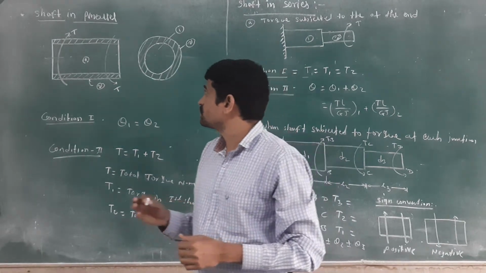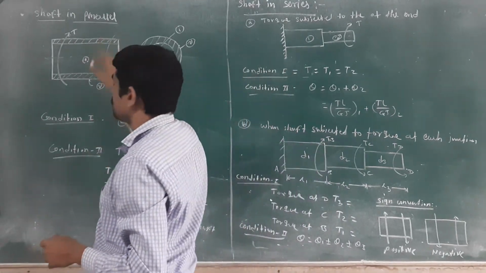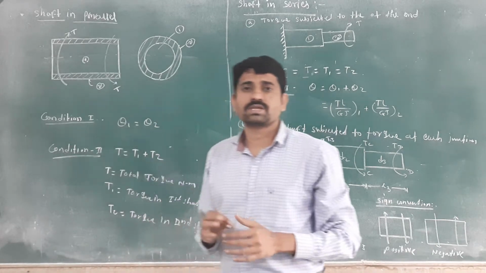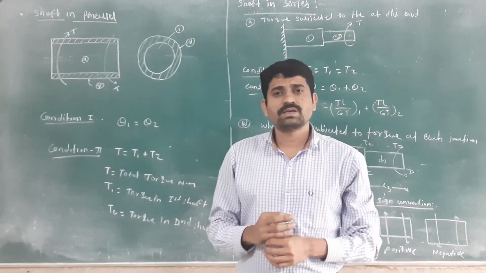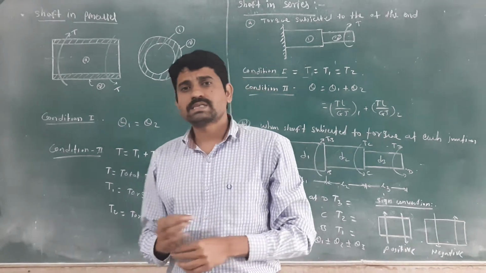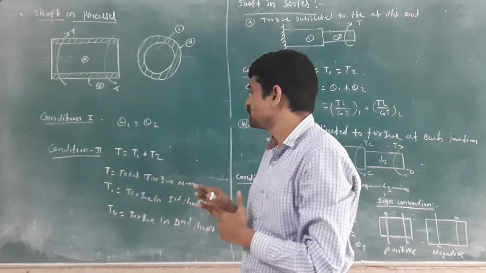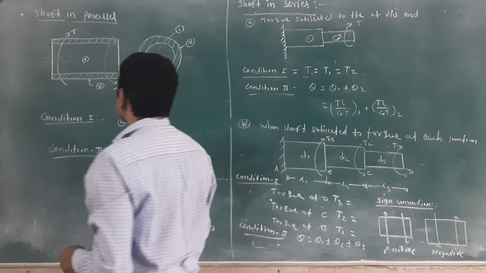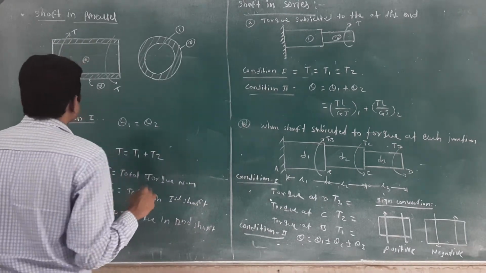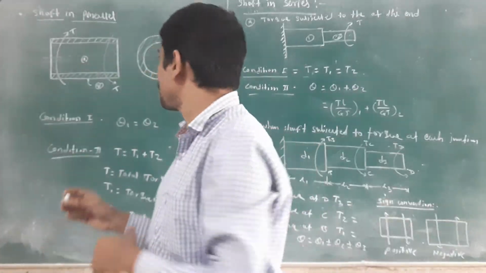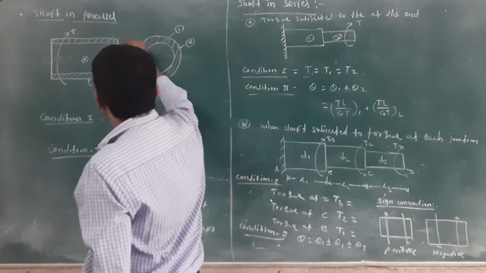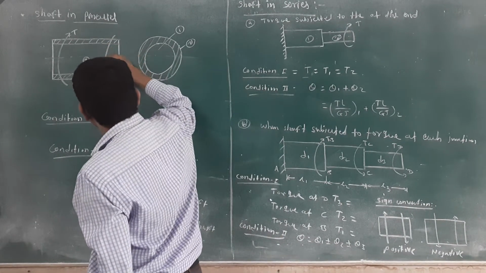Okay. See, first, the shaft in parallel. In the first unit, we also saw the shaft in parallel as well as the shaft in series. The same thing is used here. See, first is a shaft in parallel. What is meant by shaft in parallel? Yes, anybody? Both shafts are connected parallel to each other.